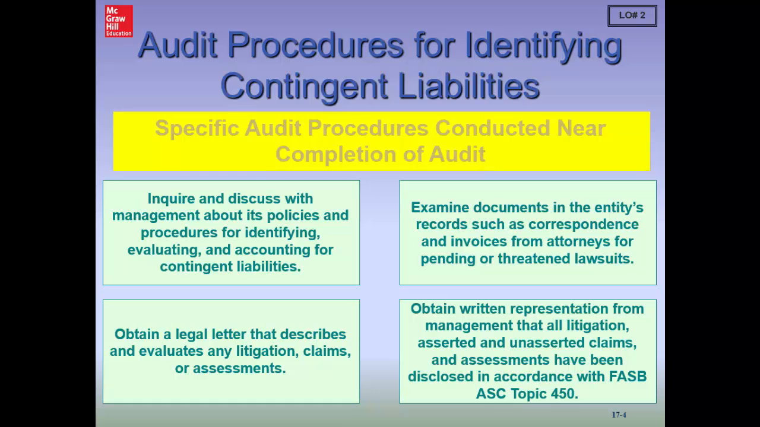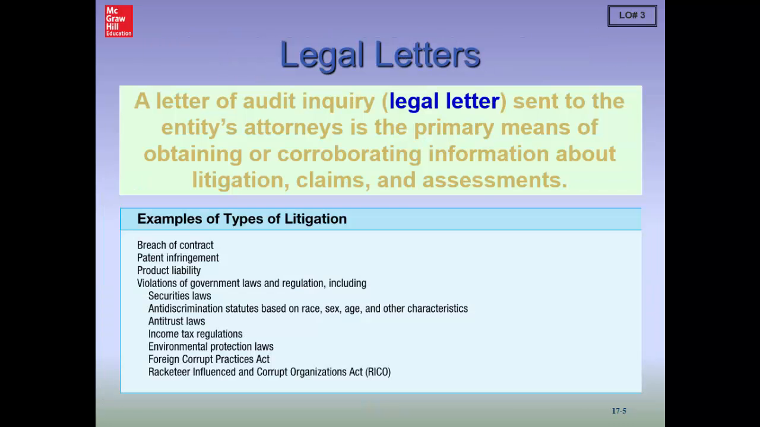Another piece of this is that we are identifying these contingencies through what we're calling legal letters. A legal letter is a letter coming from the attorneys of the organization, identifying any specific events that may lead us to conclude that a liability should be reported. A legal letter is a letter of audit inquiry sent to the entity's attorneys, and it's the primary means of obtaining or corroborating information about litigation, claims, and assessments.